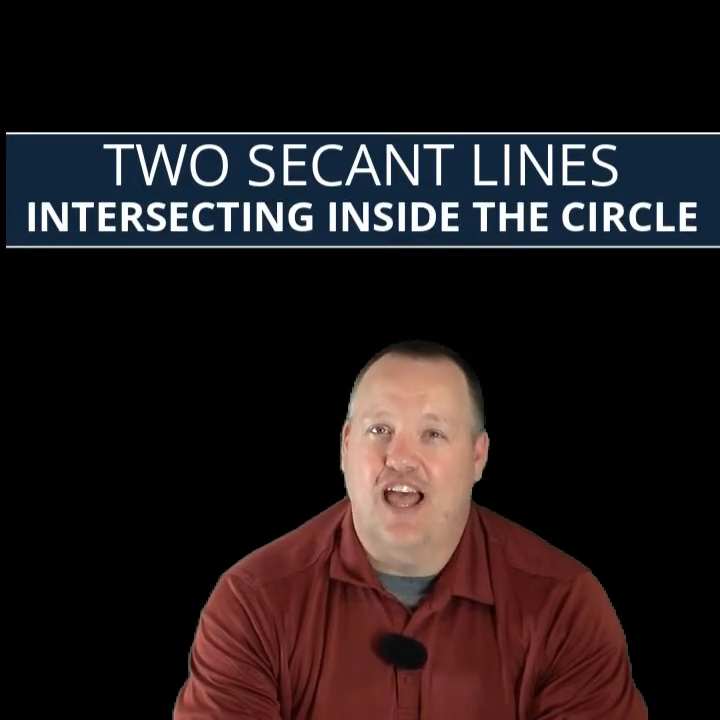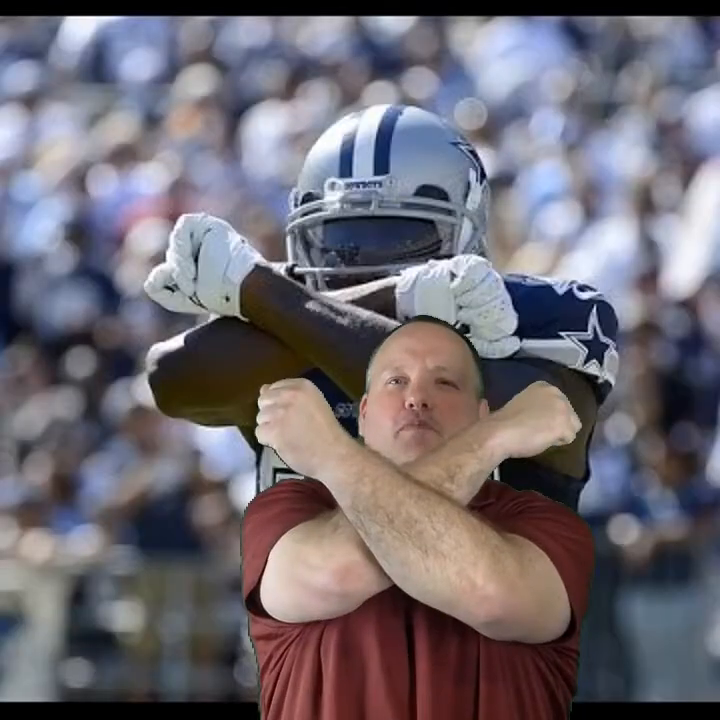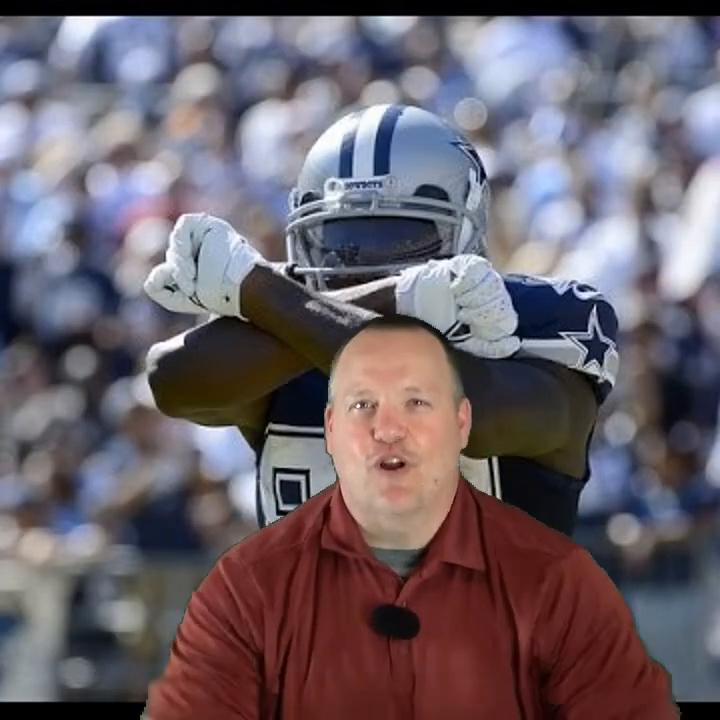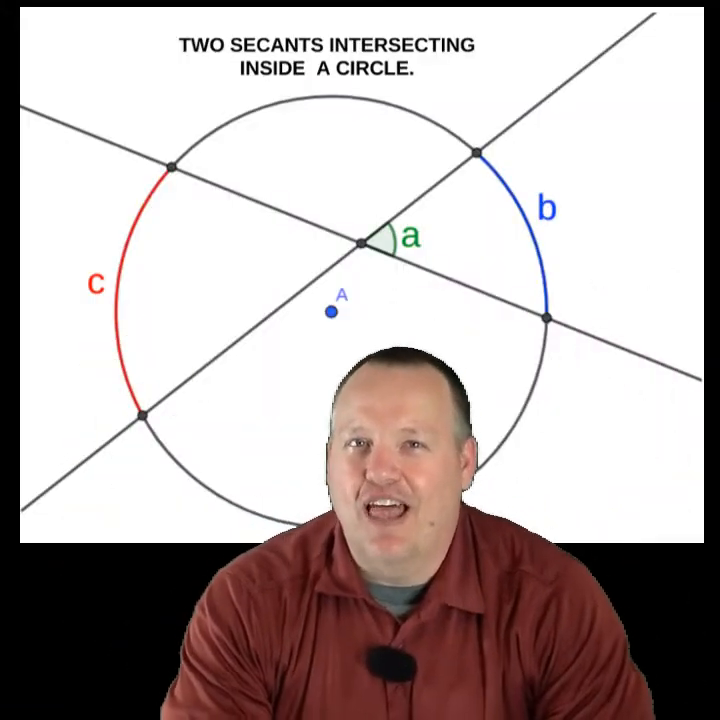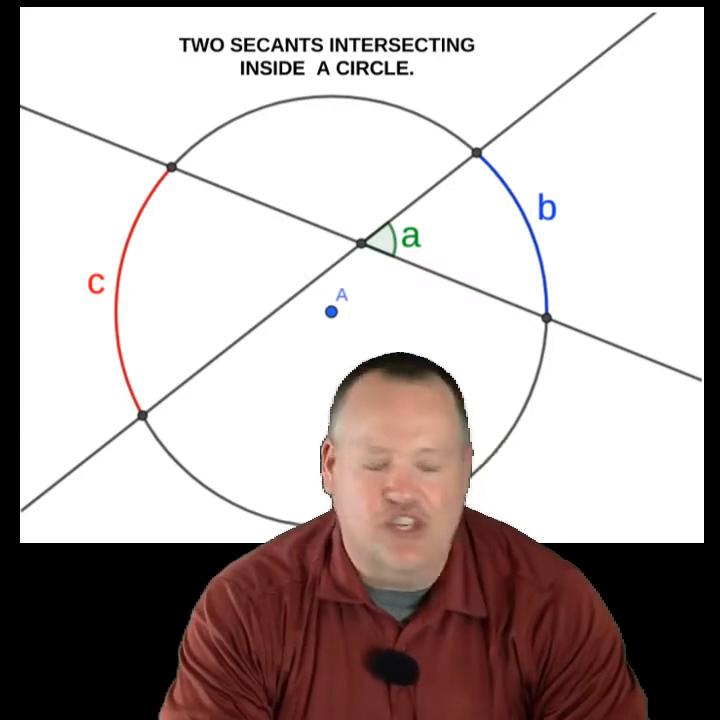In this first particular example, I've got two secant lines intersecting inside the circle. What does that look like? Bam, I'm throwing up the X. You can't see the picture. Boom. You can see the picture now. So what I'd like you to do is take a look at that picture and see what it looks like.